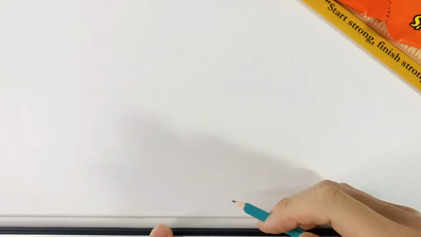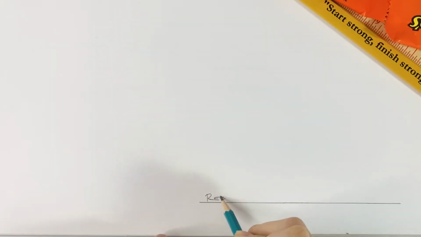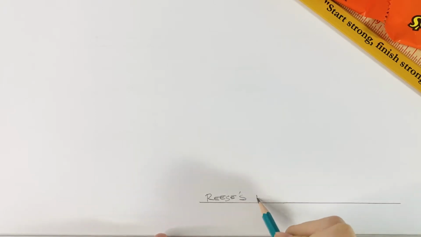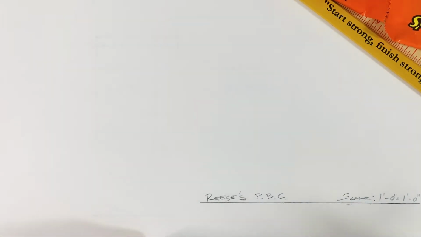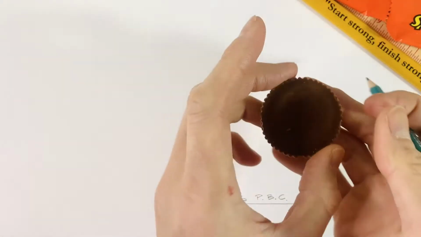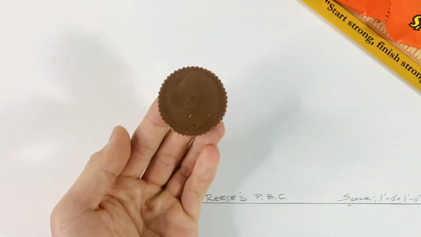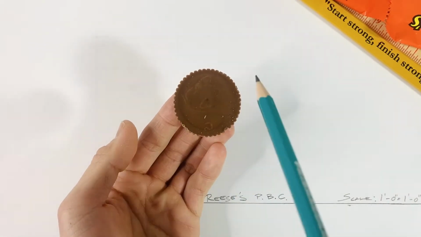And today we will be learning about plan, section, and elevations. For this particular project, what we're going to do is actually investigate Reeses Peanut Buttercups. And the scale will be a 1 foot to 1 foot scale, which means that it is full scale, meaning that whatever we see here in this Reeses Peanut Buttercup, we'll be drawing as is.